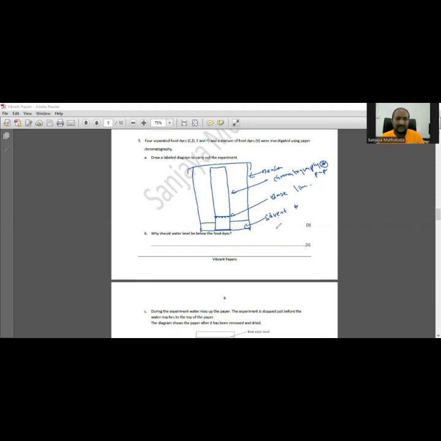Why should the water level be below the food dyes? The answer is, if the water level is contacting the food dyes, then the food dyes will dissolve. To prevent the dissolving of food dyes in the solvent. If it is dissolving, then you can't get the moving of the food dyes.